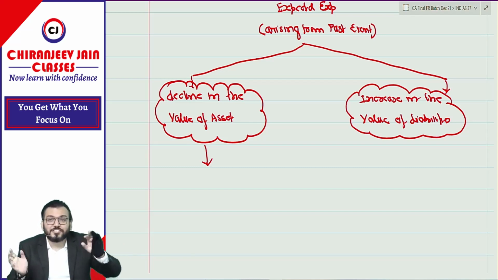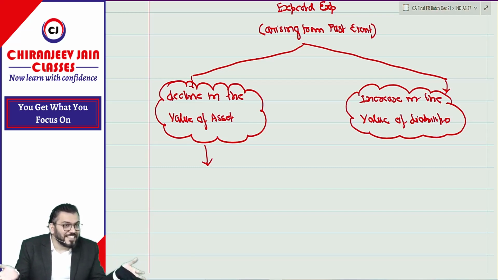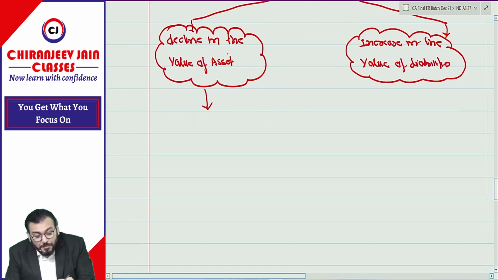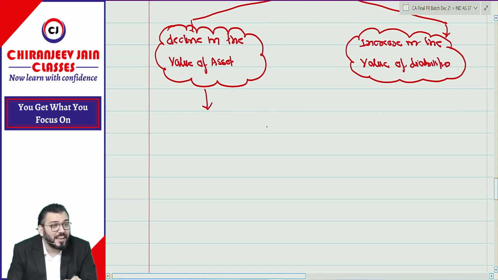Understood? It is only an adjustment to asset. Means, can I say whenever I am saying decline in the value of asset, there is no obligation to pay in future. If there is no obligation to pay, it is not a liability. It is a mere adjustment to asset.